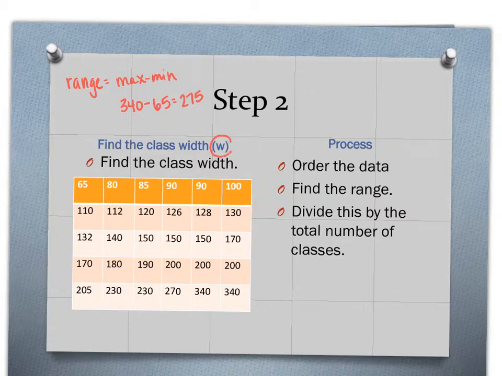To find the width W, the width is equal to the range, which is 275, divided by the number of classes, K. If we divide 275 by 7, we get 39.3. No matter what this number is when you calculate, you're always going to round this number up. So we always round this number up to the nearest whole number. In this case, we're going to round up to 40. So the width of each class, or the interval distance between each class, will be 40.